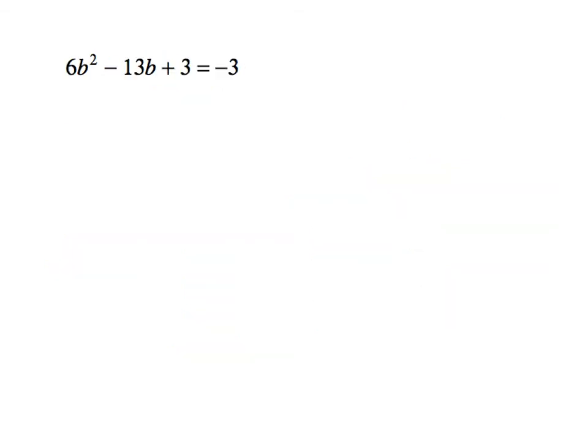Okay, so now we have something like this. I move everything to one side again. My b squared is positive on the left side, so I need to move this 3 over. I'm going to add 3 to both sides. So 3 plus 3 is going to be 6. We have 6b squared minus 13b plus 6 is equal to 0. We're going to solve, or factor, then solve.